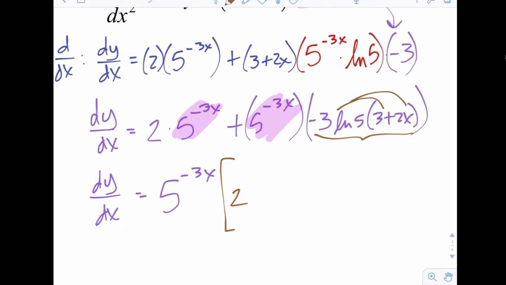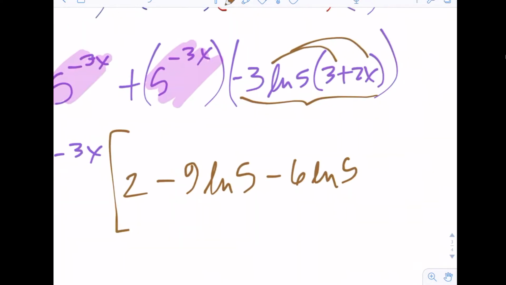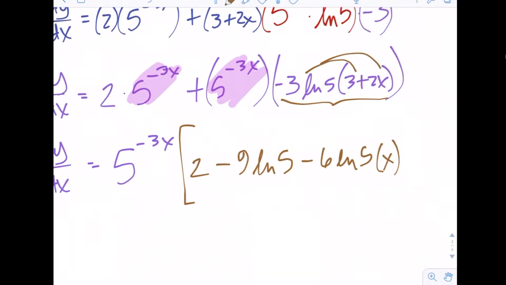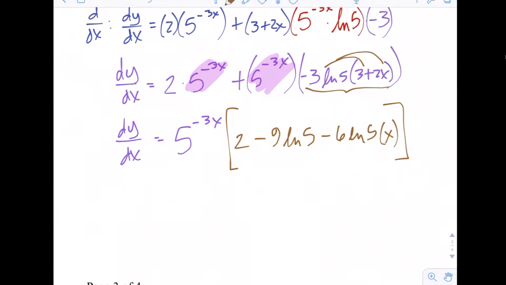Now, I'm also going to distribute that so that I don't have to worry about having a constant times a variable. If I just expand it out, what's my first term going to be? Negative 3 ln 5 times 3 is negative 9, so it's minus 9 ln of 5. Good. And then this one's going to be negative 3 ln of 5 times 2, which is negative 6 ln of 5 times x. Now, you have to be careful here. That x is not part of the natural log. So I put parentheses around the x. And that's about as good as we can get.